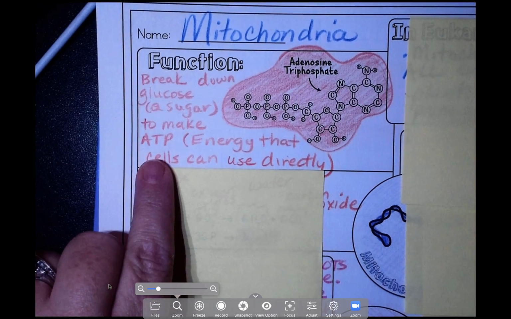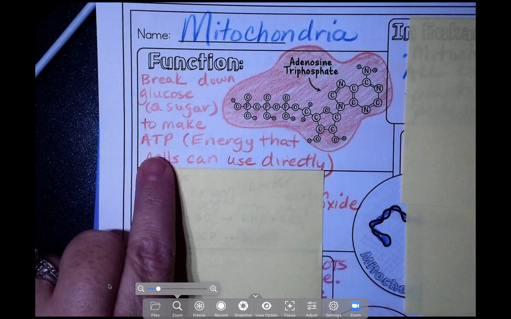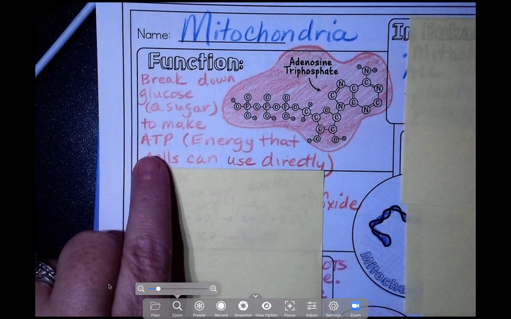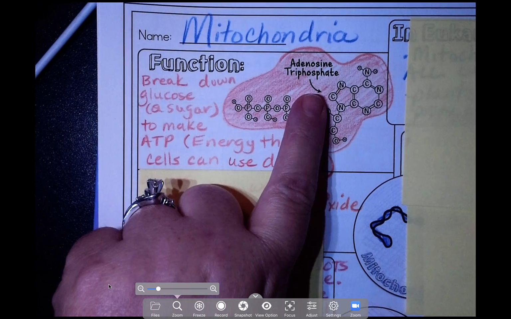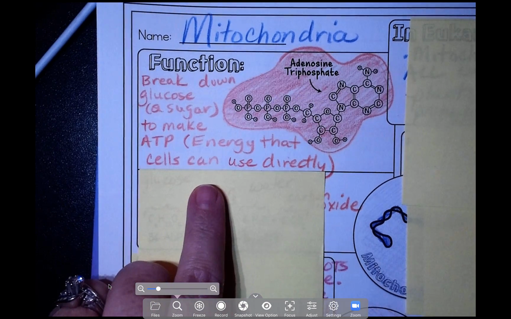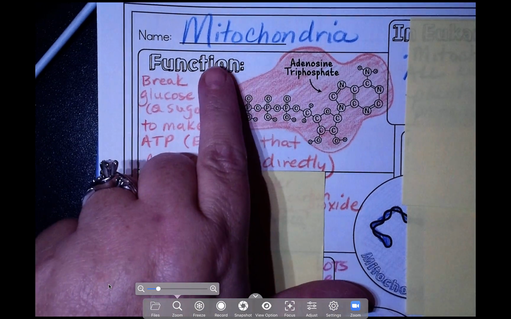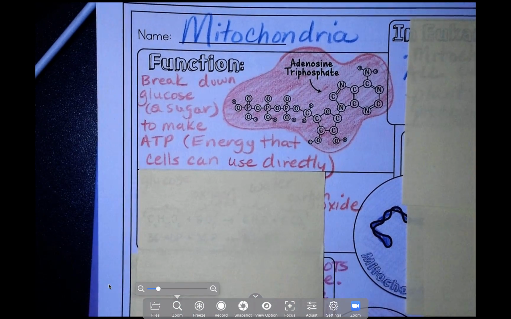And that is called cellular energy, and it is in the form of ATP. ATP stands for adenosine triphosphate. You don't need to know that at this moment, notice I didn't write that right now, but here it is written for you. And that's what the cell can use directly. But how does the cell make that? Through an organelle called the mitochondria. Okay?